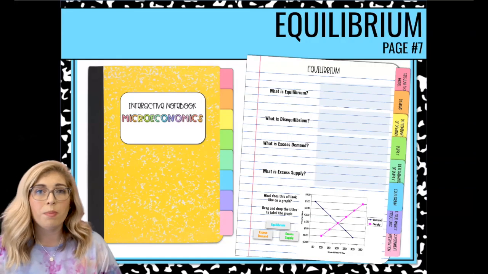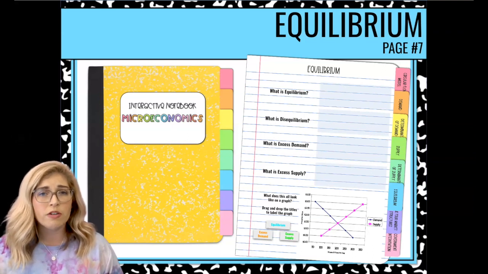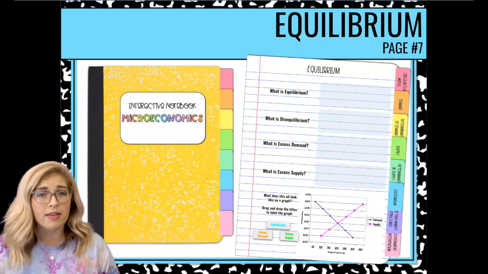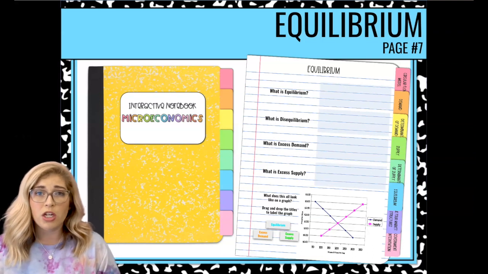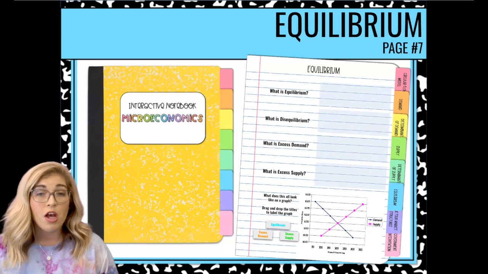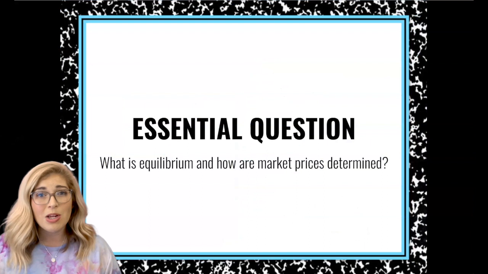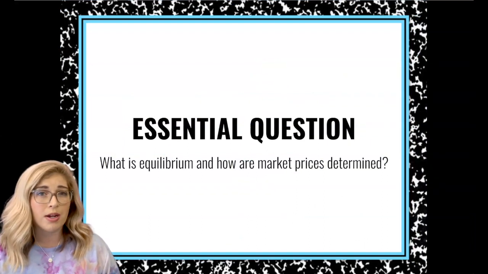All right, everyone, we're on page 7 of your interactive notebook. And again, we're talking about equilibrium. On this sheet, we're going to have a series of questions at the top of each slide. And on the right-hand side of your sheet, those blue boxes, that's where you're going to be filling in your notes. So first and foremost, what's our essential question? What is equilibrium and how are market prices determined? That's our essential question for today.